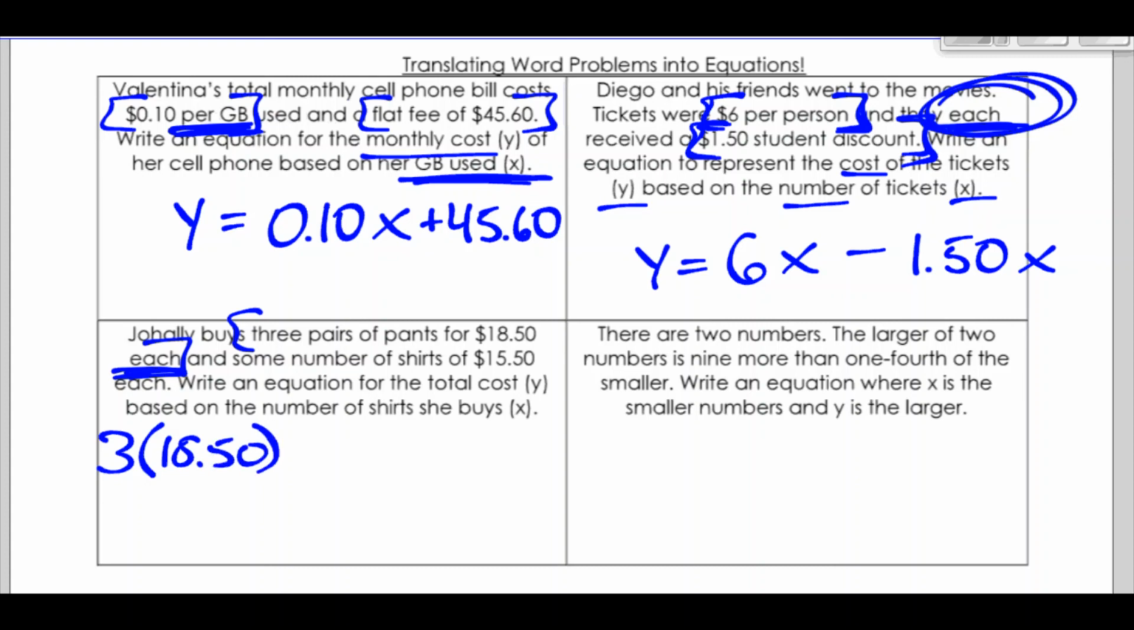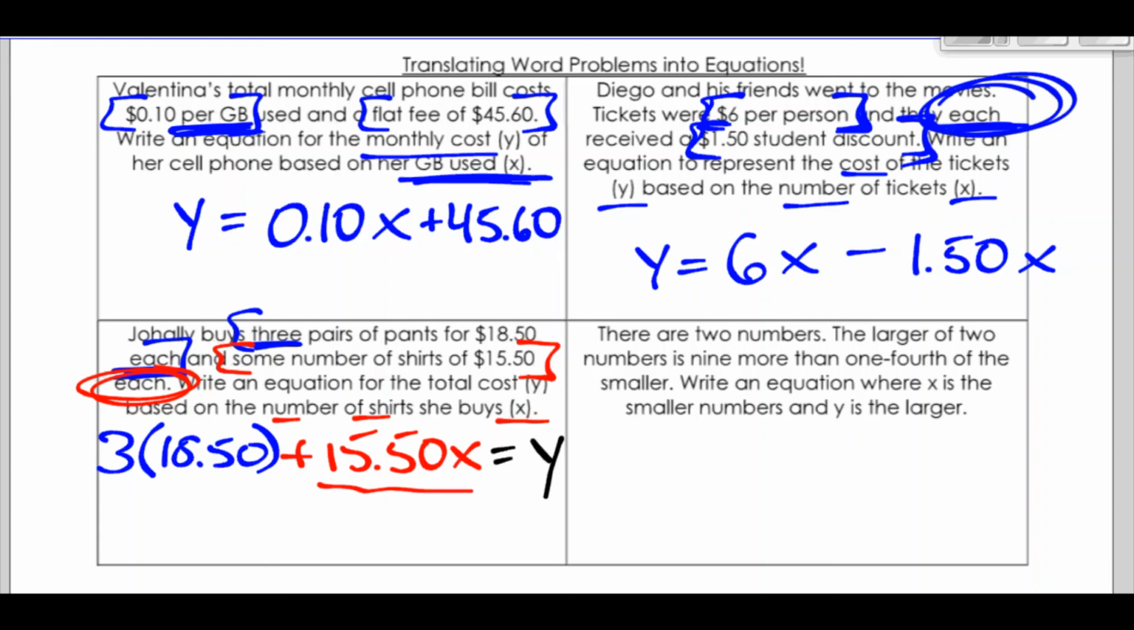There is no X in that part of it. Even though it says that word each, we're multiplying it, but we already know the number that we're multiplying by. We're buying 3 pairs of pants. And some number of shirts for $15.50 each. We don't know the number of shirts, so we need to actually multiply by X plus $15.50 for each shirt that we buy. The number of shirts is our X, that's what I have labeled there. The total cost is our Y, so this all equals Y. That's the pants plus the shirts together, that equals our Y.